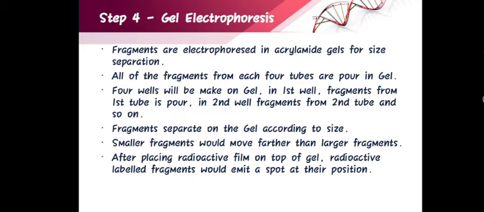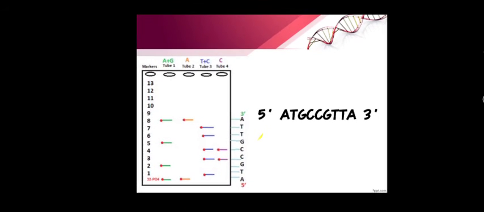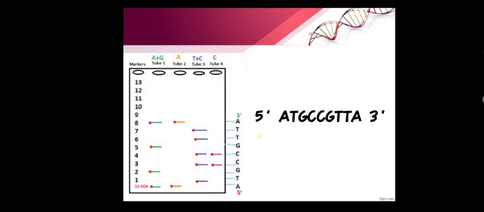All these fragments from each of these four tubes are poured into the gel, into the four wells that are made on the gel. In the first well it'll be the fragments from the first tube, second well from the second tube, and so on. These fragments, like I mentioned before, separate on the gel according to size, and due to their lesser molecular weight, the smaller fragments move further than the larger ones. And after placing the radioactively labeled film on top of the gel, radioactive labeled fragments would emit a spot at their position. This is after the gel electrophoresis.